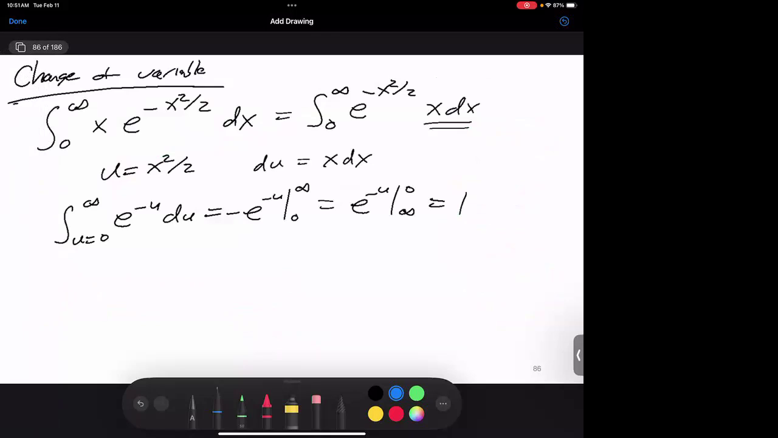Okay, so here is an interesting one. This is a really nice integral. I want to integrate from 0 to infinity of x e to the negative x squared over 2.